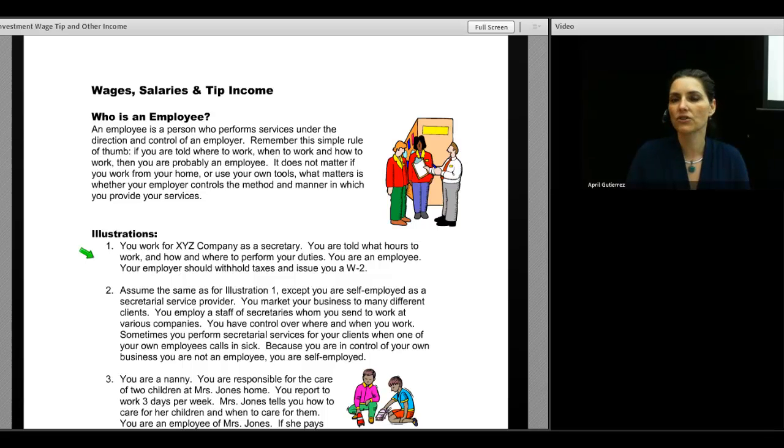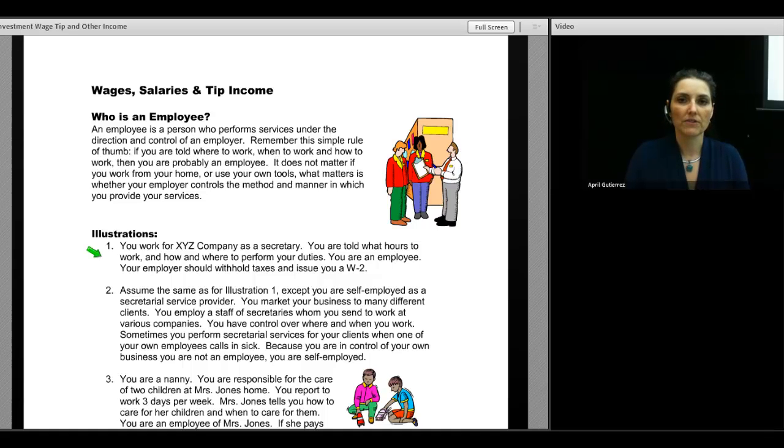So direction and control is the key thing that IRS payroll auditors and state payroll auditors look at. If direction and control is a factor of how you provide your work, then typically you will be deemed to be an employee. You are an independent contractor, essentially, when you run your own business. And here's some illustrations. You work for XYZ company as a secretary. You are told what hours to work and when and where to perform your duties. You are an employee, and your employer should withhold taxes and issue you a W-2.